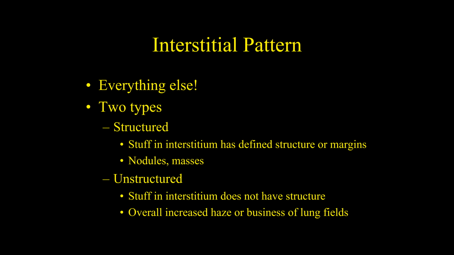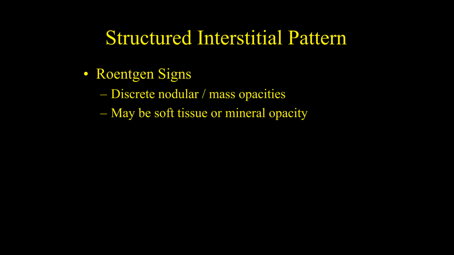So you have now 5 buckets of pulmonary patterns. If you have a bronchial pattern, that's bucket number 1. If you have an alveolar pattern, that's bucket number 2. If you have a vascular pattern, that's bucket number 3. If you have a structured interstitial pattern and you have nodules or mass lesions in the lung, that's bucket number 4. If it doesn't fit in the first 4 buckets, throw it in the non-structured interstitial bucket. And we'll talk about that.